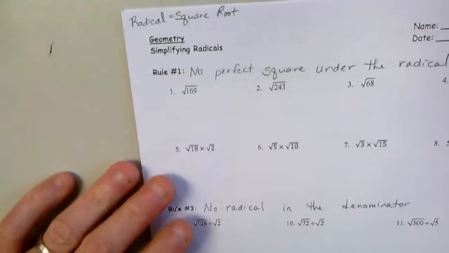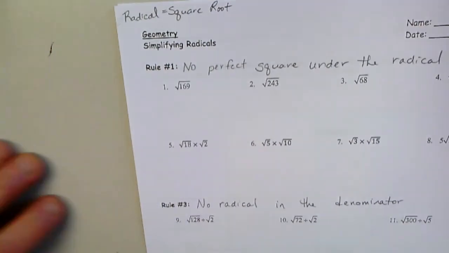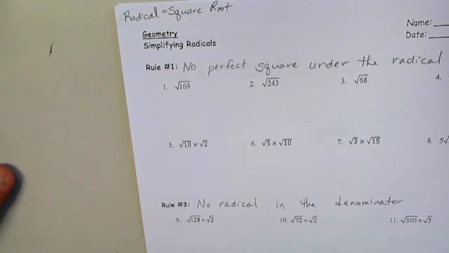So I've already written out the rules for simplifying radicals for us. There's 3 of them we're going to cover today. The first one is this: no perfect square under the radical, okay? Now, what is a perfect square? Well, the perfect square is this. I can take the square root of any number, and if the end result is a whole number, we have what's called a perfect square.